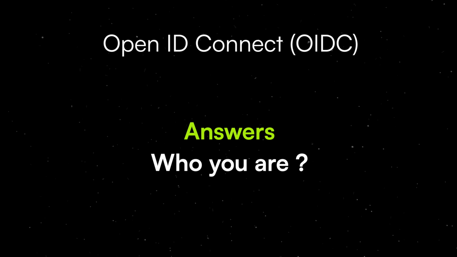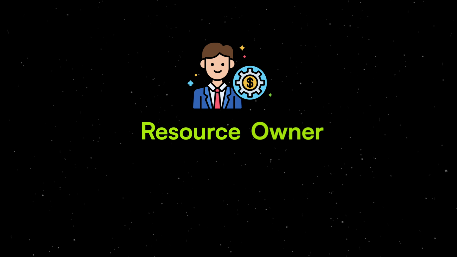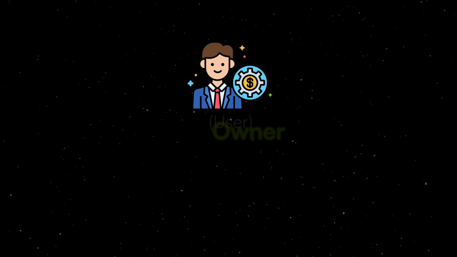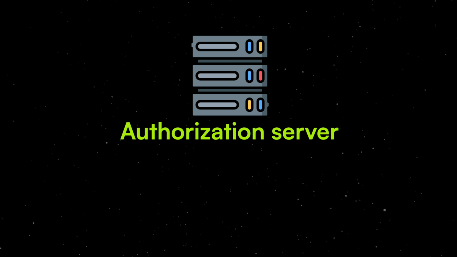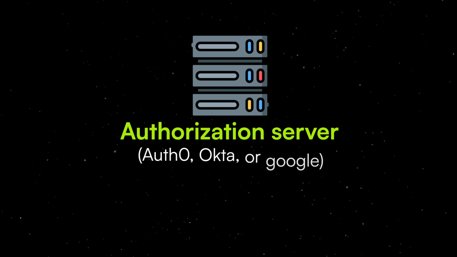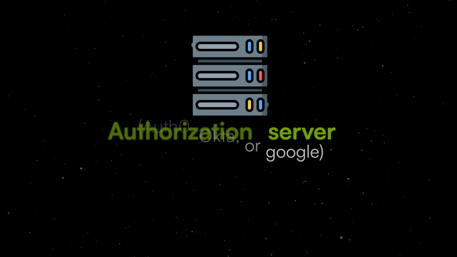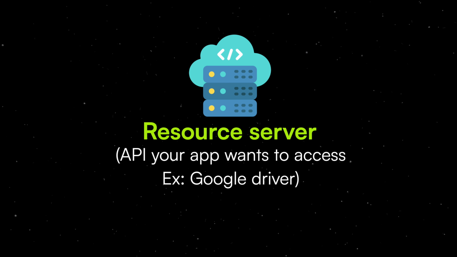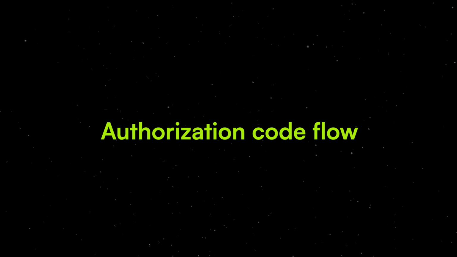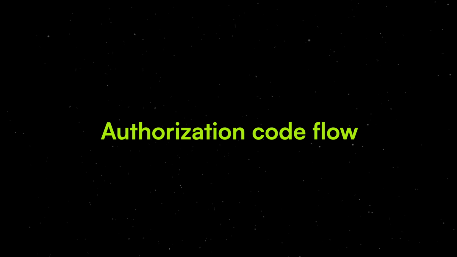There are 4 players in OAuth2. Resource owner, the user; client, your app; authorization server, the thing that issues the token, like Auth0, Okta, or Google; resource server, the API your app wants to access. The most important flow to understand is authorization code flow.